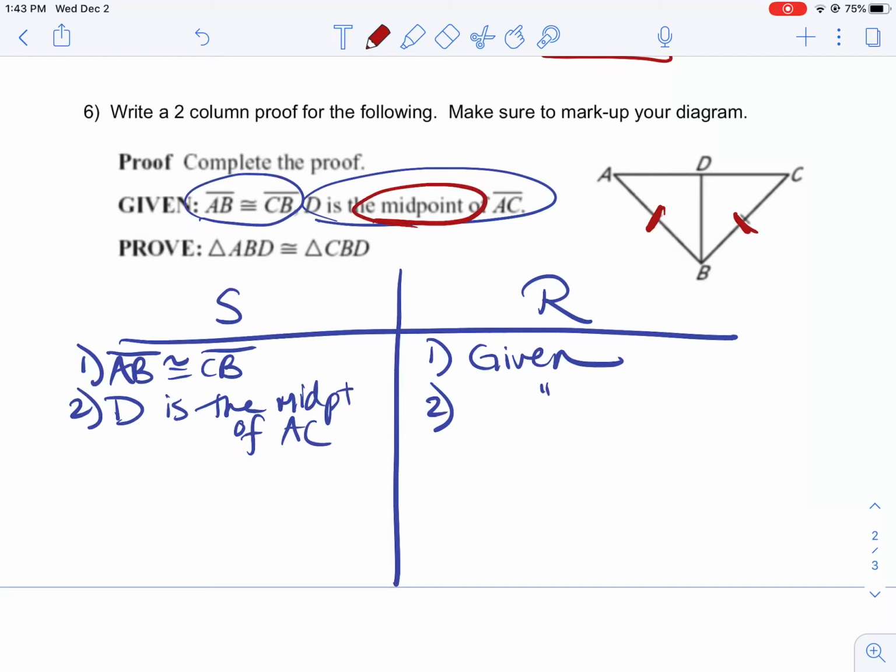Now, if we have a midpoint, we already talked about this. A midpoint is going to cut a line in half. Here's D. It is cutting AC in half. So this guy is congruent to this guy. So AD is congruent to CD, right? And then what's our reason here? A midpoint does what, guys? Right? A midpoint cuts a line into two congruent pieces.